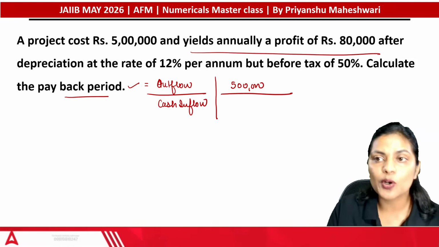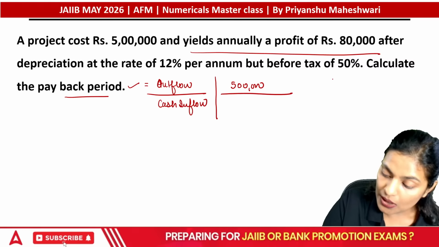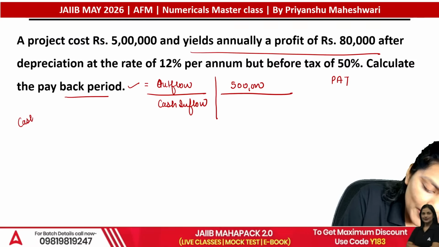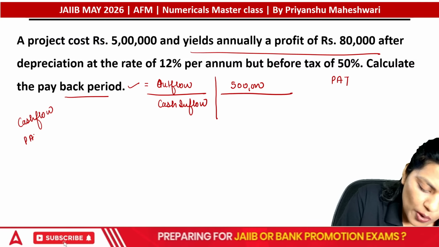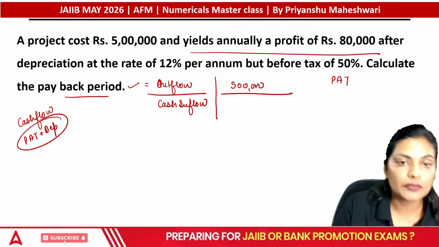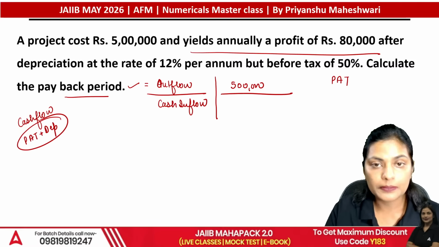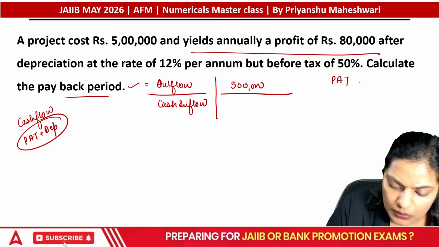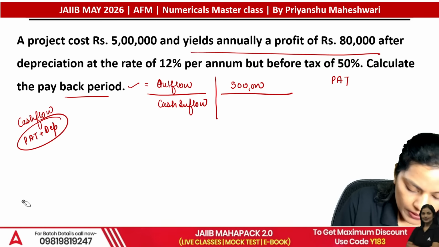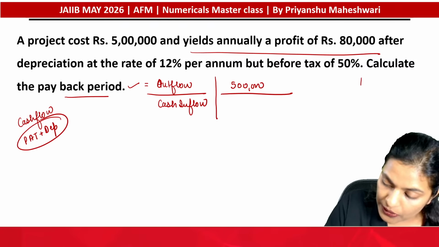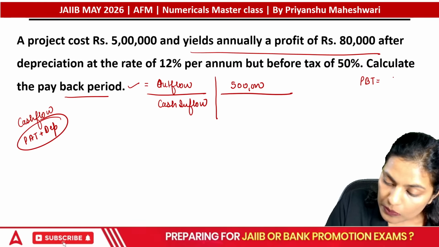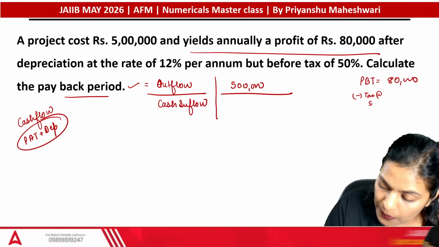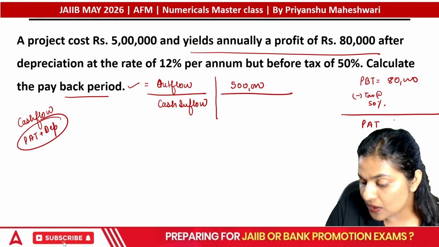So, yields annually a profit of rupees 80,000 after depreciation. So, profit is given after depreciation, but do remember, in the entire capital budgeting, we need cash flow. What is cash flow? Profit after tax plus depreciation. Correct? So, profit after tax is given. Oh, before tax is given, sorry. So, first you'll have to calculate profit after tax. Profit before tax is 80,000. Correct? So, minus tax, which is at the rate of 50%, profit after tax would come as 40,000.